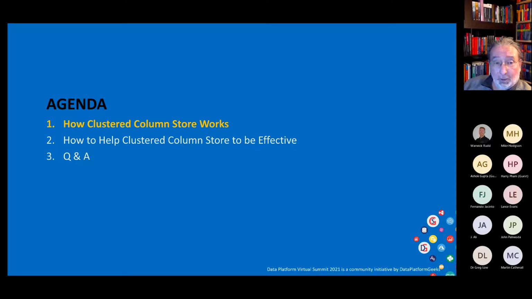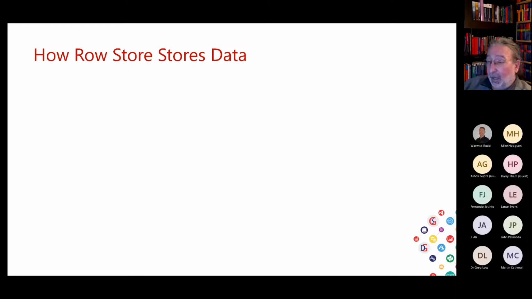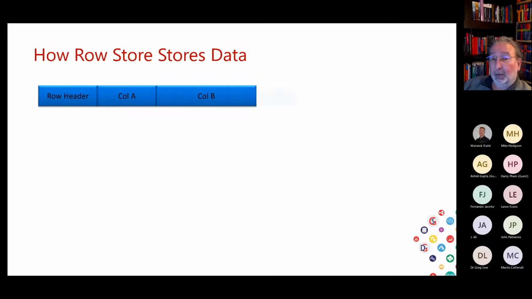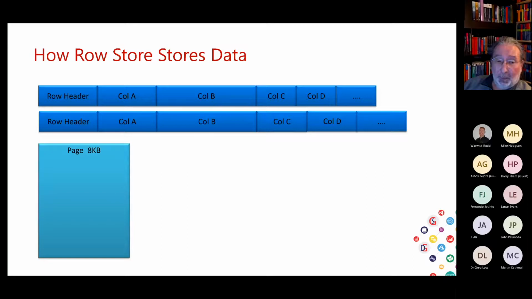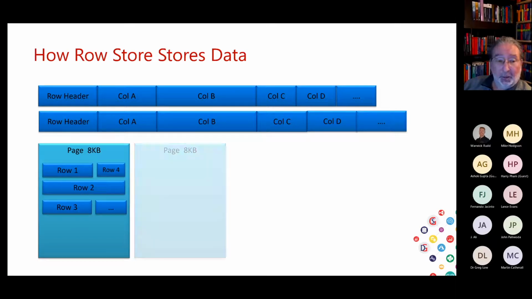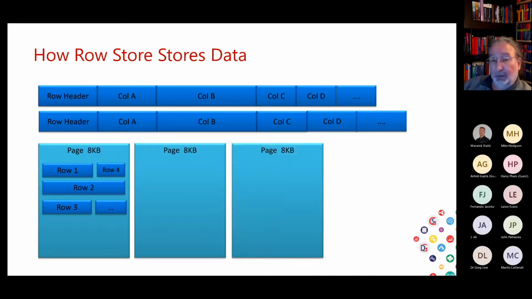So, how clustered column store works. Before we get to that, we quickly have to recap how a regular row store works. For each and every row in your table, you have a little row header, and then the individual columns follow, which might take up various amounts of space and storage. Then you have the second row, which might be a different length or the same length. A bunch of these rows go onto a page. A page is 8 kilobytes, and multiple pages become an extent, and so on.